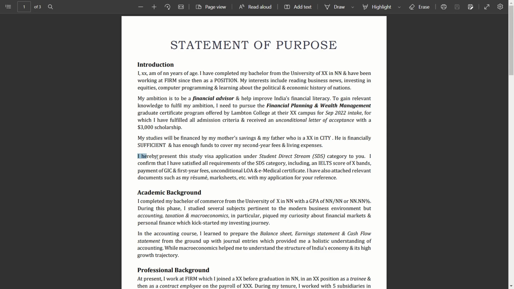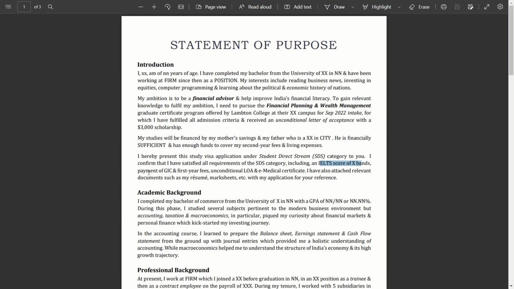Next, I am mentioning that basic conclusion that I am hereby presenting the study visa application, and I'm also giving basic requirements that I have done. I have scored IELTS bands of this. So another concern that visa officer might have, that is the Indian student. They may not be good at English, so how will they study in Canada? All of that. So I'm saying that my IELTS score is of 9 bands.